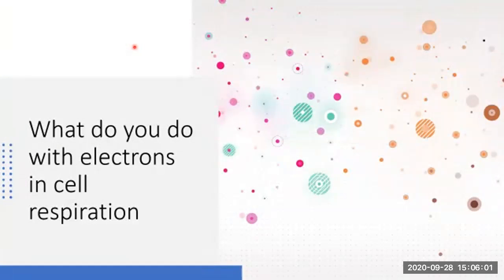All right. Because I care about you guys so much, I am totally willing to make a singing fool out of myself, and I do hope it helps. I came up with this, I thought it was catchy, and so I ran with it. We are going to do What Do You Do with Electrons in Cell Respiration to the tune of What Do You Do with a Drunken Sailor. Instead of sailor, we're dealing with electrons.